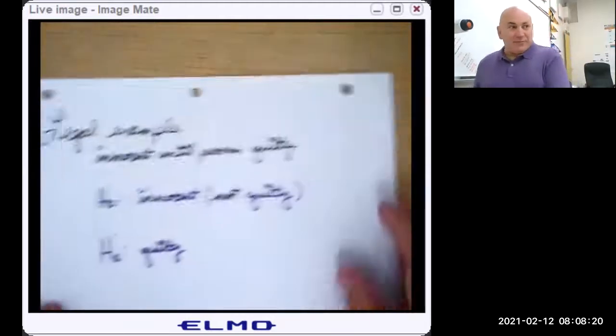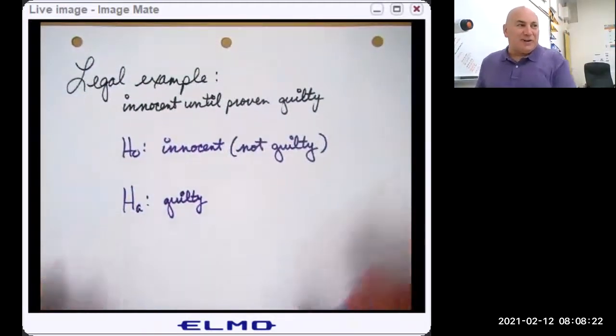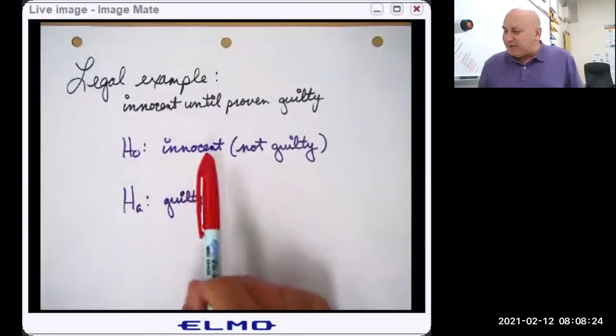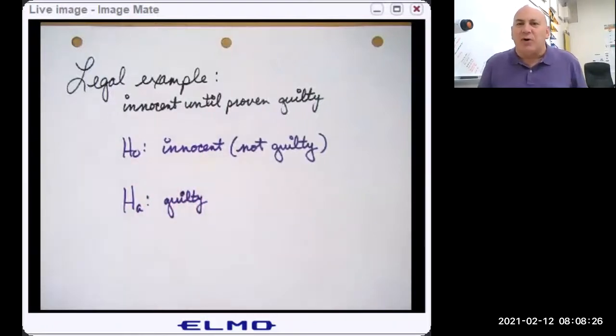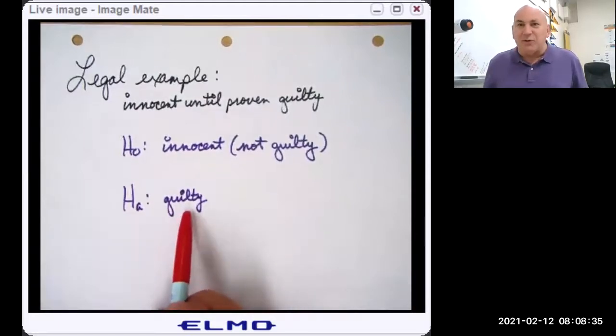I like to go with the legal thing. We've all heard about innocent until proven guilty. That's the null hypothesis. We never say that somebody's innocent in court. We find them not guilty. That doesn't mean they didn't do it. It just means that the alternative wasn't proven.